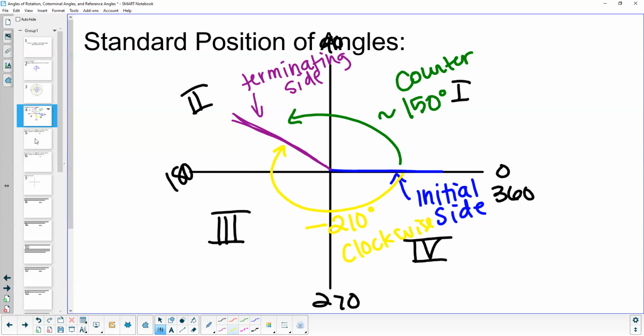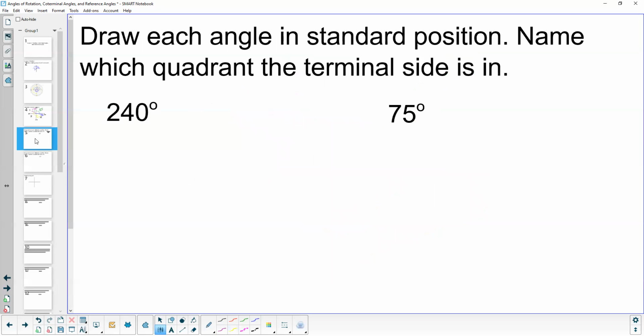So what we're going to do is practice drawing these angles in standard position and then deciding what quadrant their terminal side is in. So we're going to start by drawing that standard plane that we have here. And what we want to do is start with our initial side, and then go to our terminating side, or that terminal side.